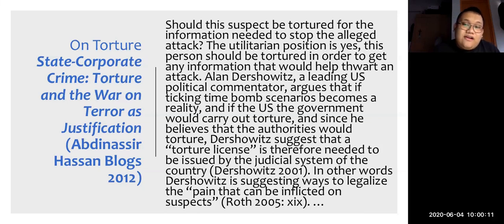Dershowitz, a leading US political commentator, argues, okay, na if ticking time bomb scenarios are inevitable, no, hindi natin maiiwasan, no, there are terrorists out there. Okay? And even without law prohibiting it, countries are still doing it. Dershowitz suggests that a torture license, no? So, ang suggestion niya is, sa isang judicial system ng gobyerno, merong mga license to torture. No? If not, license to kill. Okay? In other words, he suggests that we should legalize torture.